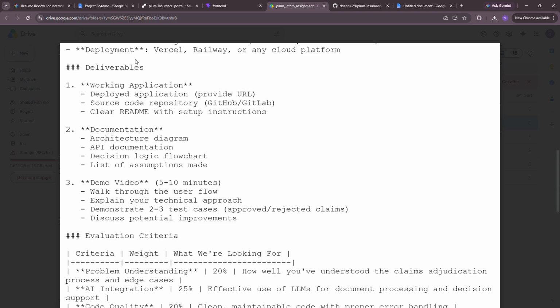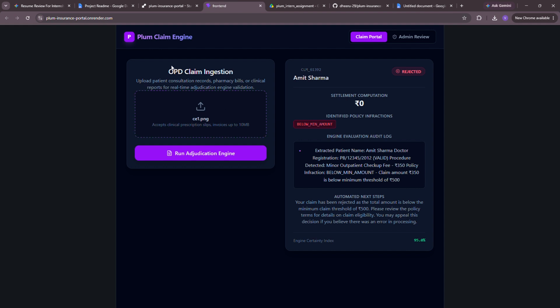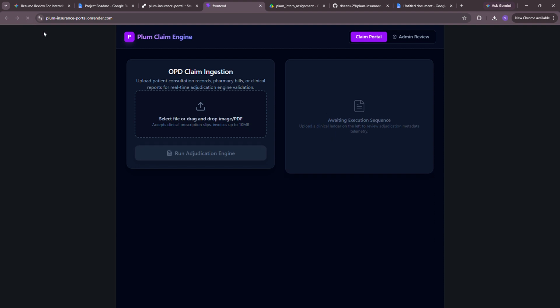So I built this site for the assignment. Earlier, people submitted their medical bills to claim insurance regarding the policies, so there was manual work needed. But now, using this, it is all automated with the help of AI.